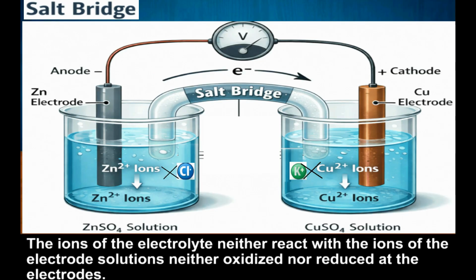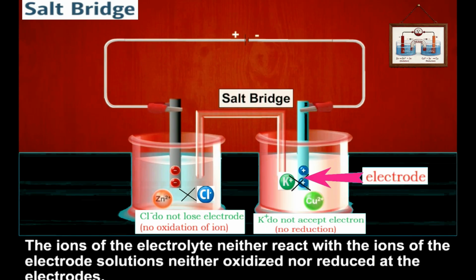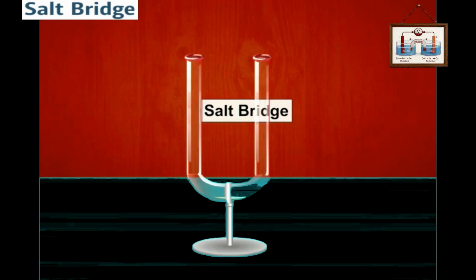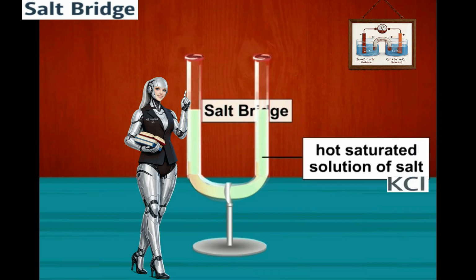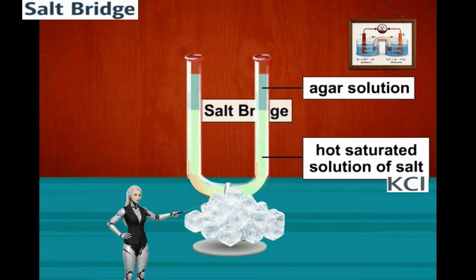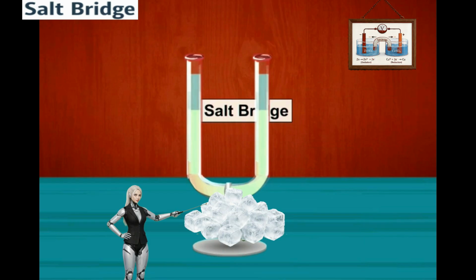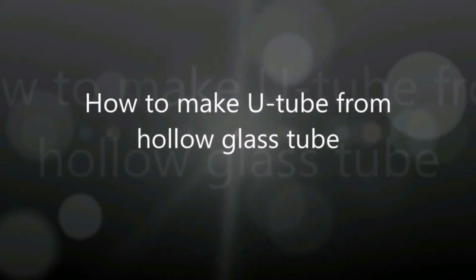The ions of the electrolyte neither react with the ions of the electrode solution, nor are they oxidized or reduced at the electrodes. The salt bridge is prepared by filling the glass tube with a hot saturated solution of the salt and agar solution and allowing it to cool. The cooled mixture sets to a solid so that the solution does not come out on inverting the tube.